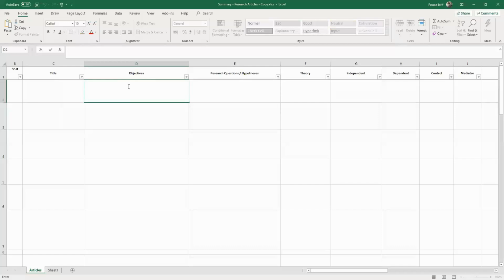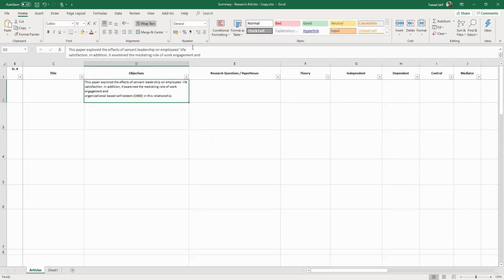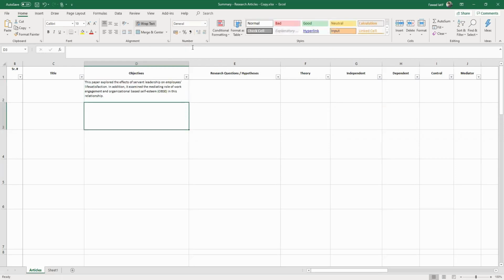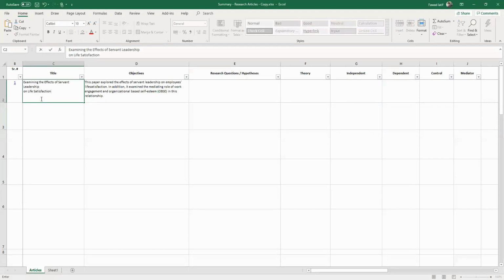It's better to just double click it so the cursor becomes visible, then you press Control V and the information is added. Now, there is other information that should have been added as well. So in order to do that, let's add a serial number. This is paper 1. Now let's add the title of the paper. The title of the paper is Examining the Effects of Servant Leadership on Life Satisfaction. So we add our title here.